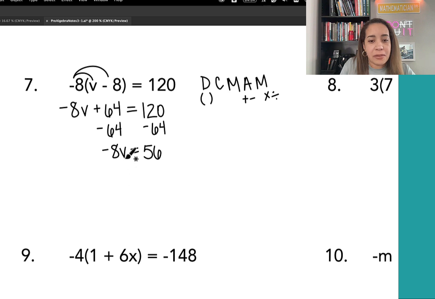The very last step to solve for v is to divide. We see the 8 right next to the v, so that's telling us multiplication, and we need to do the opposite. We need to divide both sides by negative 8. Now we have v all by itself on the left side, and on the right side, 56 divided by 8 gives us 7. And since they have different signs, we do get a negative 7. So final answer, v equals negative 7.